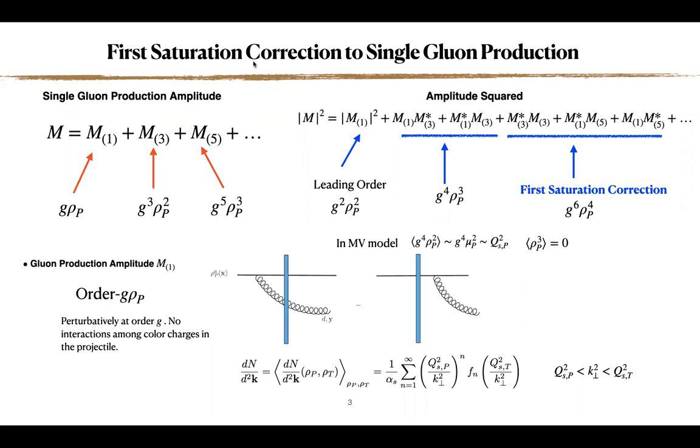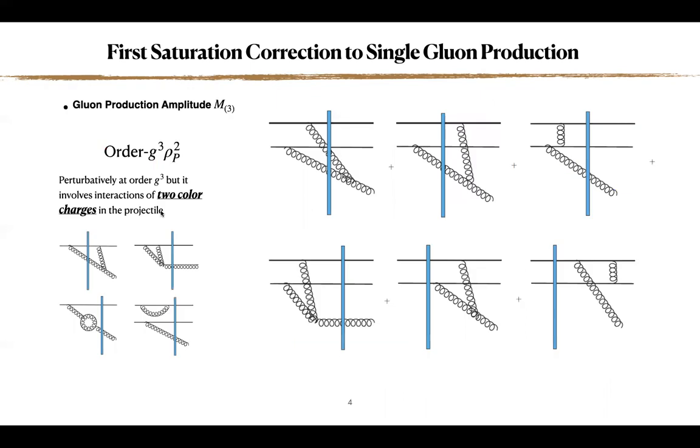By saturation correction, we mean that we only take into account a subset of diagrams at each fixed order of the coupling constant. For example, at third order of the coupling constant, we only consider diagrams that are enhanced by two color charges. To see this clearly, let's look at the diagrams.